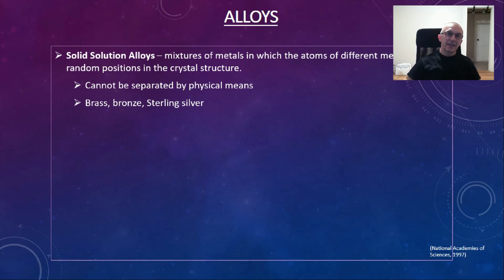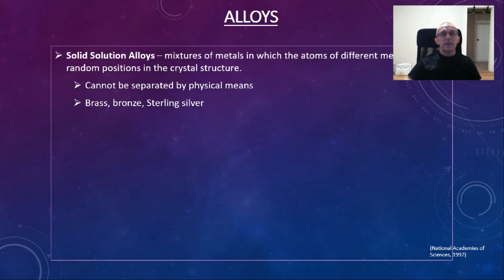Alloys, these are the different types of alloys. We have the solid solution alloy. These are mixtures of metals that the atoms of different metals occupy in random positions in a crystal structure. As we noted before, metals are crystals. So in a solid solution alloy, these crystals have the atoms randomly structured, so it's not in a specific crystalline structure.